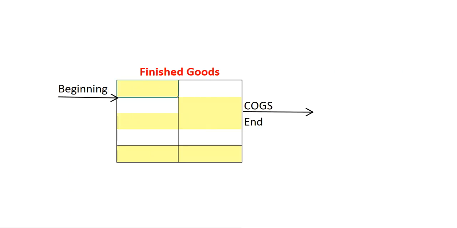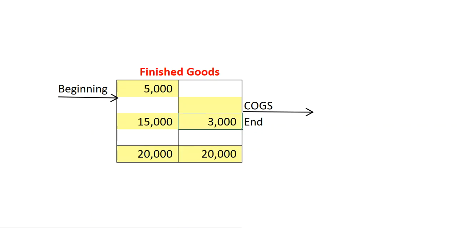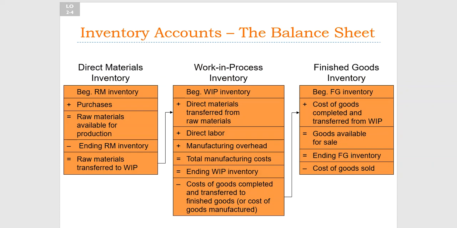If we have a beginning balance in finished goods of $5,000 and we transferred in cost of goods manufactured of $15,000, that'll give us goods available for sale of $20,000. And of course, we'll need to account for the full thing. And if we've got $3,000 left in ending finished goods inventory, that means our cost of goods sold for the period had to be $17,000. And of course, our cost of goods sold gets transferred to the income statement.